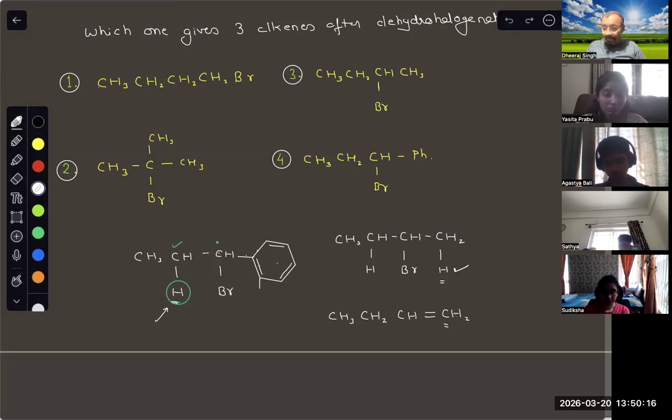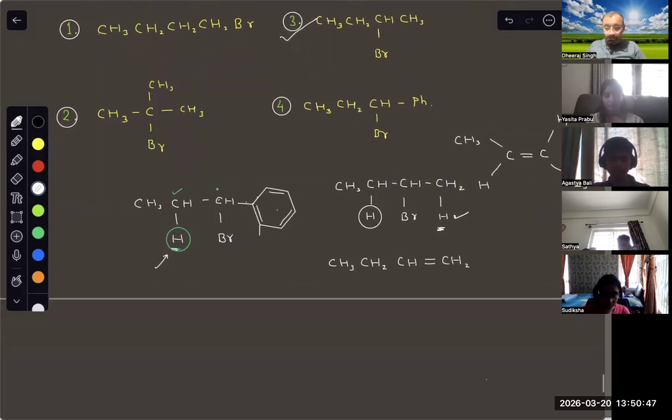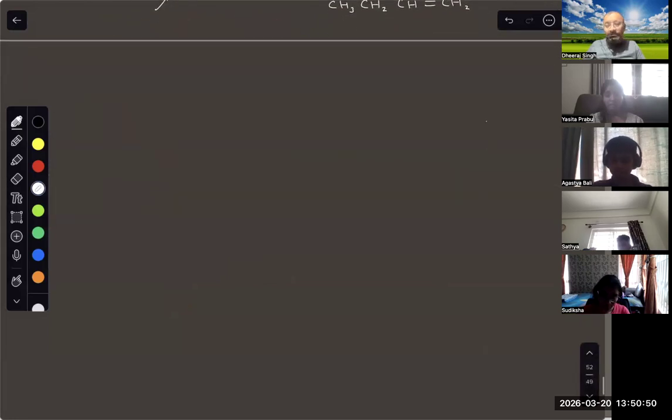So it will not show cis and trans geometrical isomers. That is why if this hydrogen goes, only one product. But if this one goes, can it show cis and trans then? Now there will be two products. CH3, CH, double bond, CH, CH3. This is trans, and you can make cis also. So the answer is 3, not 4. Write it down somewhere that in E1, cis and trans both can get generated. Okay. Next question.